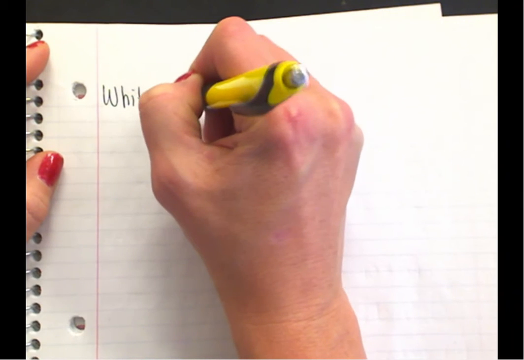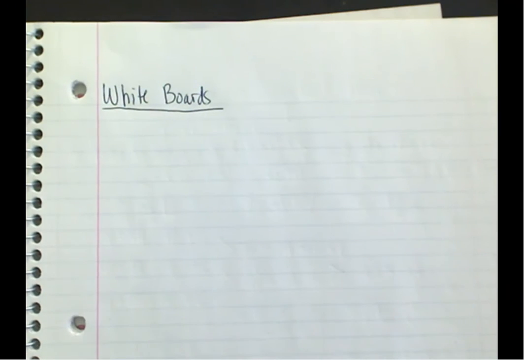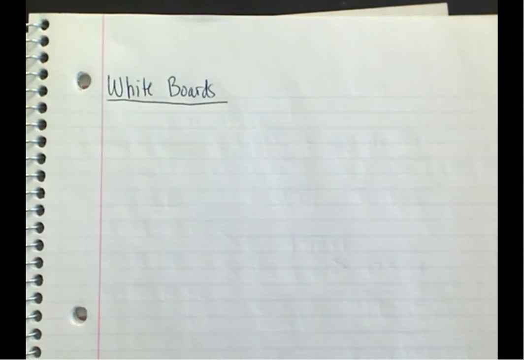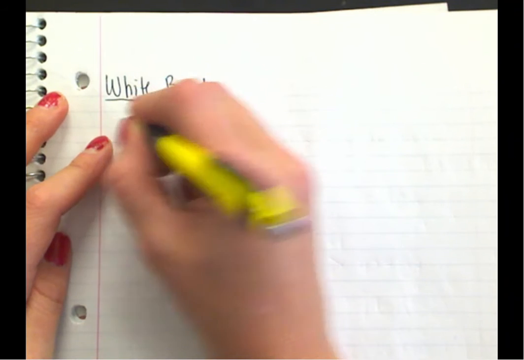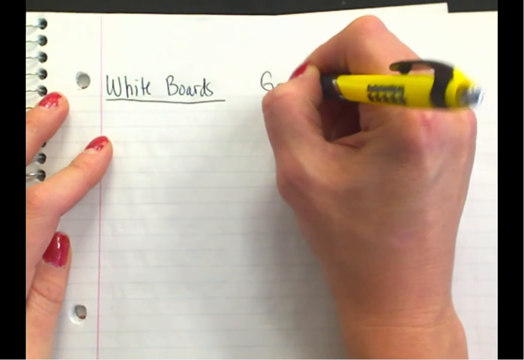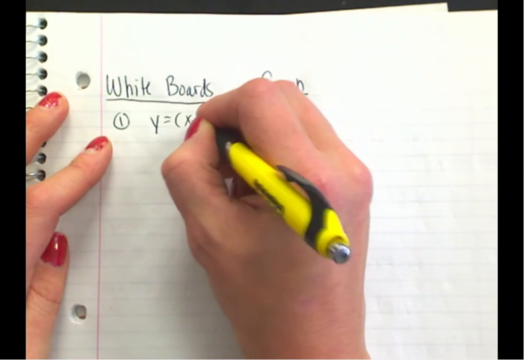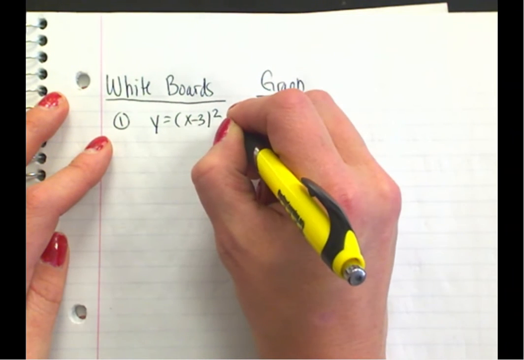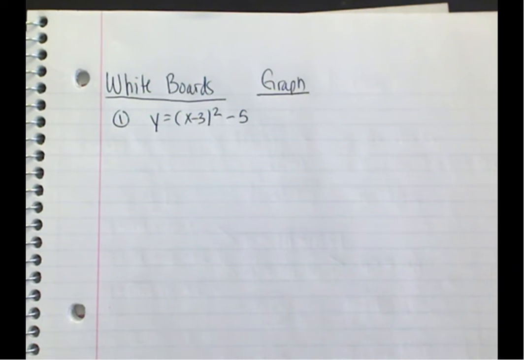If you prefer writing in a notebook, that's fine. Just make sure you call me over to look at your notebook. We're going to graph first. y equals (x minus 3) quantity squared, minus 5. Just vertex form. Show me some points. You can do it on a grid or on the other side.